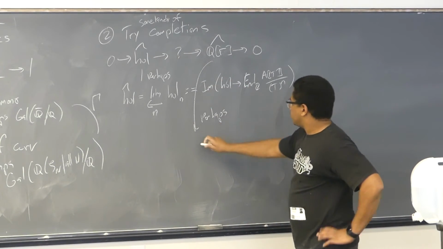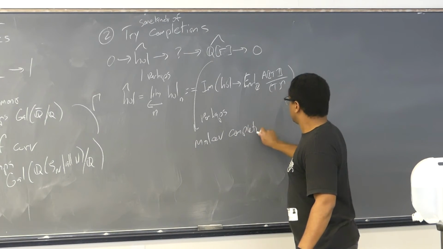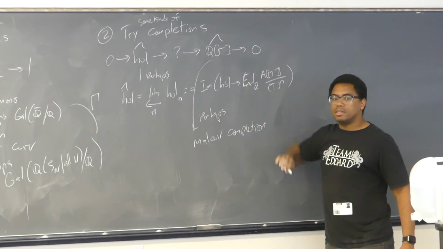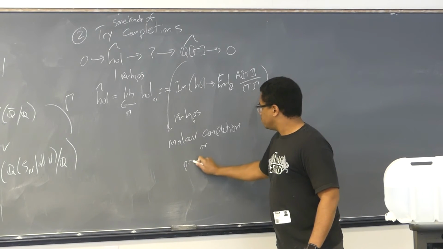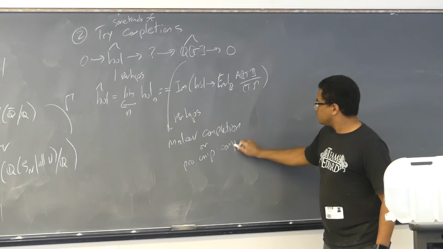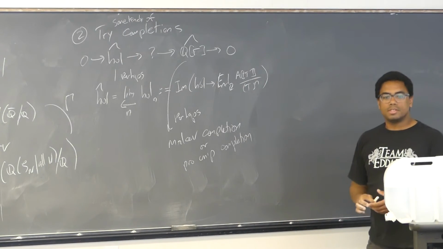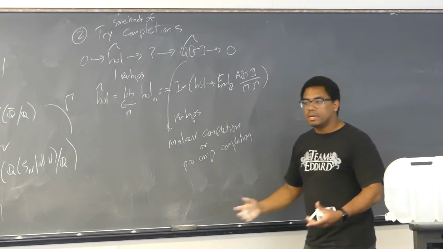So here perhaps we try Malcev completion, where we complete with respect to the augmentation ideal of this group ring here, or maybe a pro-unipotent completion, and see if we get something interesting, see if there's an interesting relationship there, and whether or not we can find something to put in the middle.